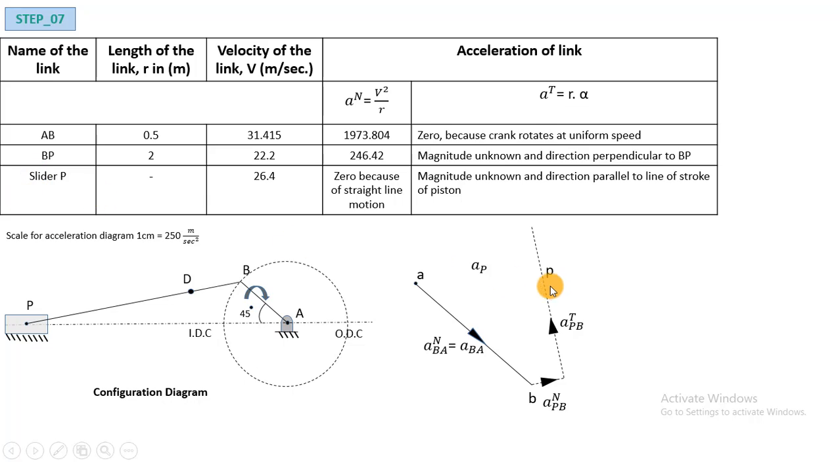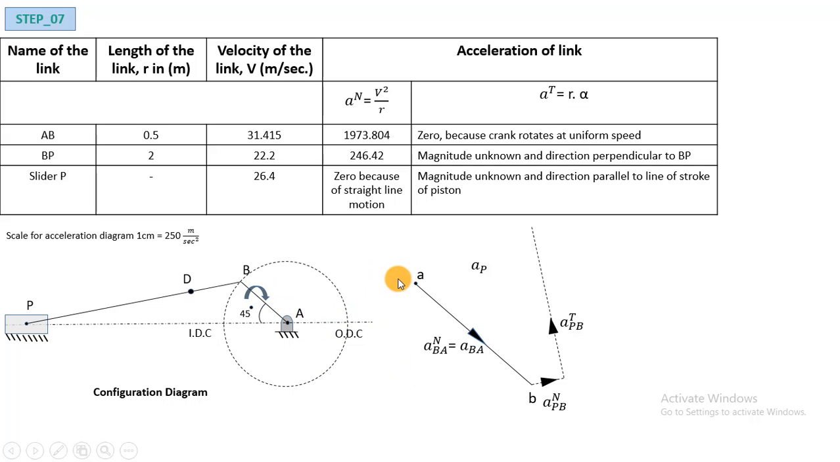So for the slider, we don't have the normal component, but we have only the tangential component, and its direction is along the line of stroke. So we have to draw the line or the vector through point A in the acceleration polygon. If we draw in this direction, it is not going to intersect the direction of the tangential component of acceleration of the connecting rod.